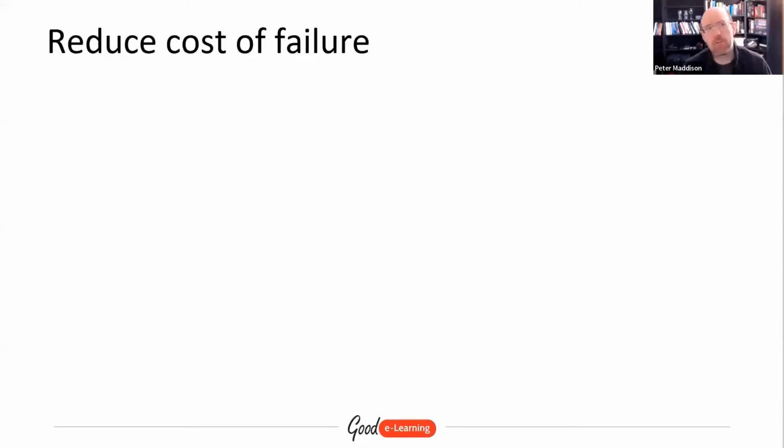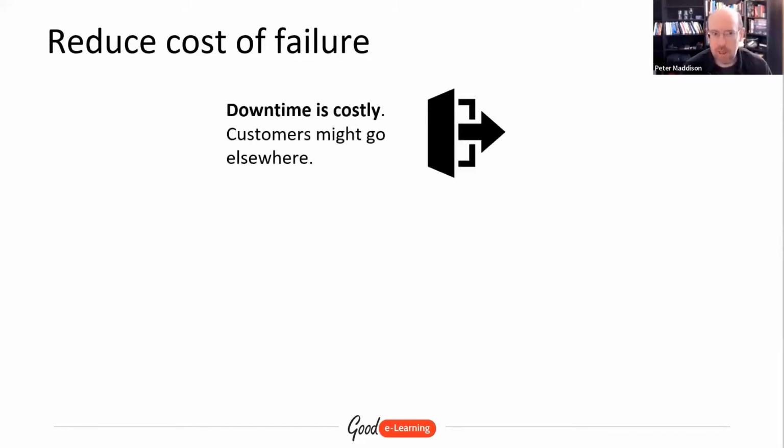Next up in the SRE principles is reducing the cost of failure. When we talk about reducing the cost of failure, as we were describing earlier, downtime is costly, and customers might go elsewhere. They might say, hey, I'm not going to transact with you. I'm going to go elsewhere. I'm going to do something else.